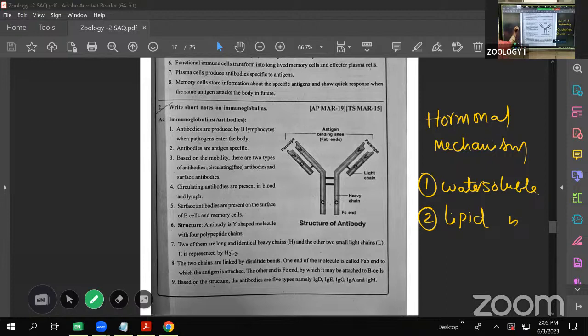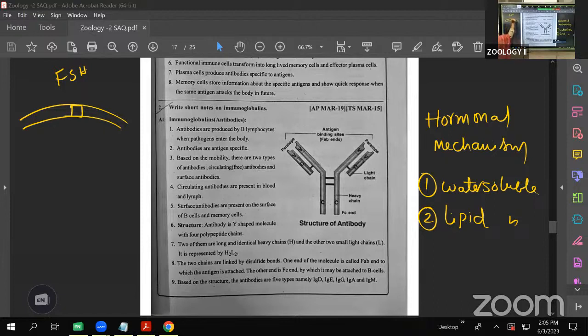Clear? First, how the water soluble hormones enter: for example, here I'm drawing the diagram. Here the receptors will be there. For example, the water soluble hormone mainly from the ovaries is called FSH, follicle stimulating hormone. Here the follicle stimulating hormone is a water soluble hormone. Mainly the secondary messenger is required for this.